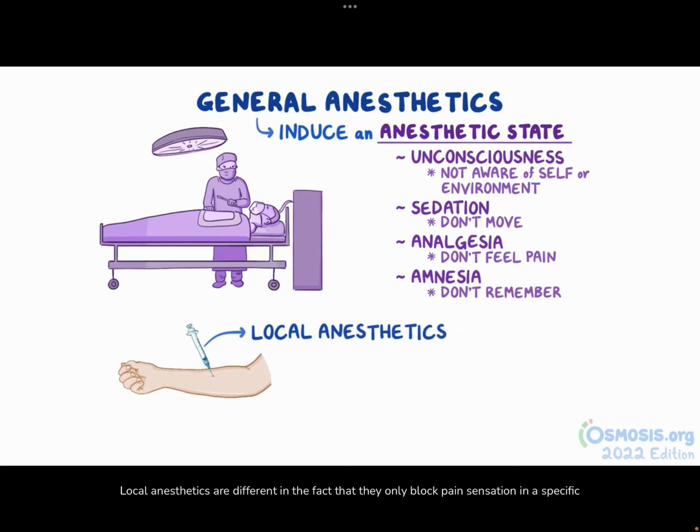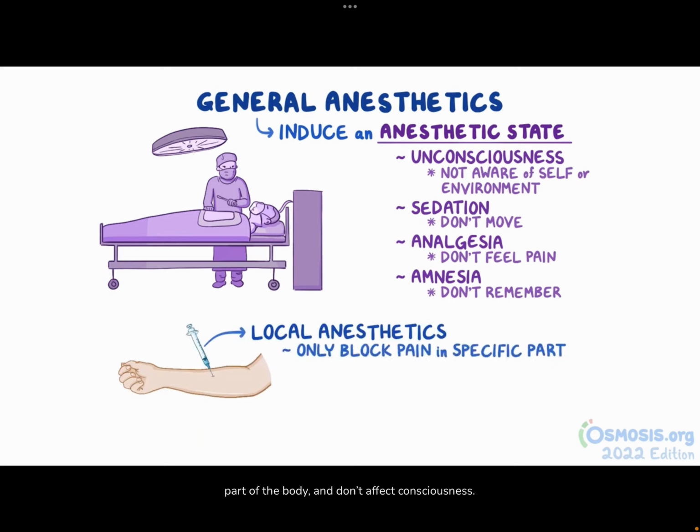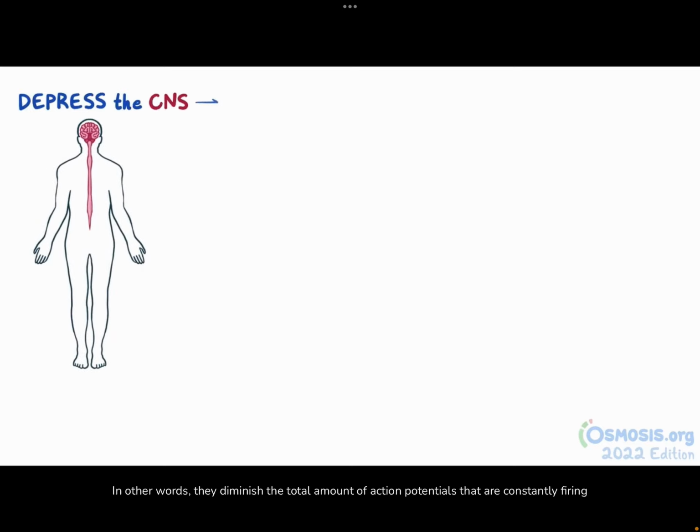Local anesthetics are different in the fact that they only block pain sensation in a specific part of the body, and don't affect consciousness. Okay, to achieve the anesthetic state, general anesthetics depress the central nervous system. In other words, they diminish the total amount of action potentials that are constantly firing in the brain.